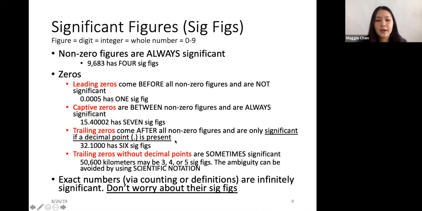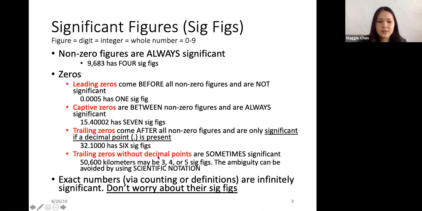Trailing zeros that come after all non-zero figures are only significant if a decimal point is present. So if we have 32.1000, these zeros at the end, we don't really know what they mean if there's no final number at the end here. So we're going to say that they are significant and therefore this number has 6 sig figs.